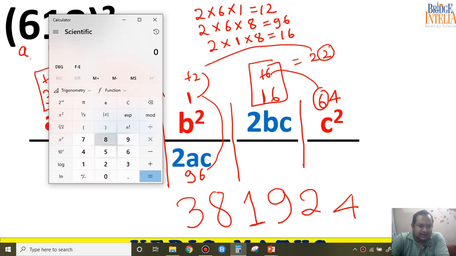So 618 square. So what is the answer? Let us verify. Hope our answer is correct. So yes, it is 381924.